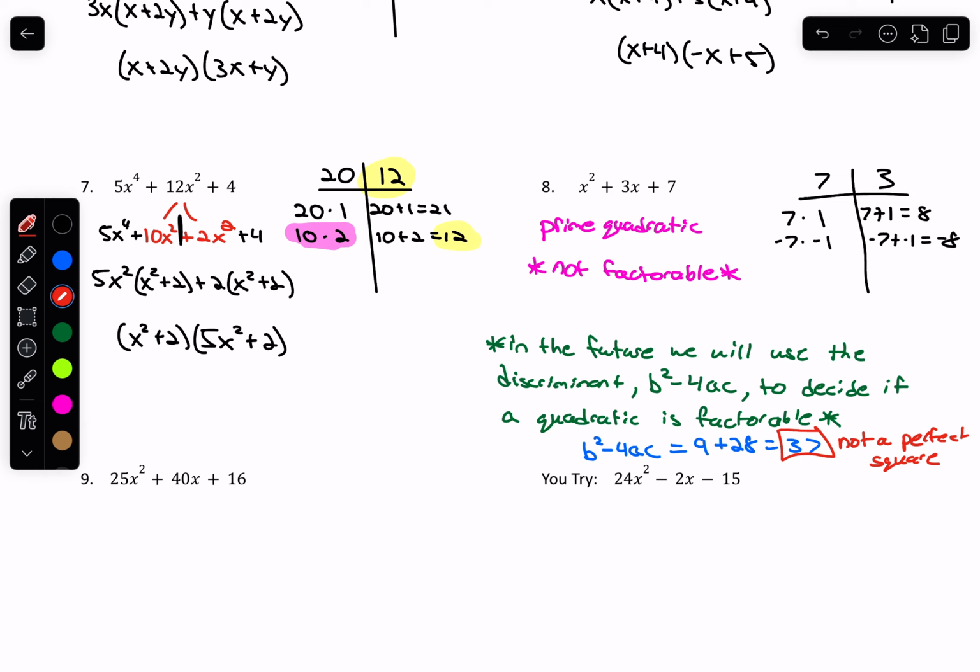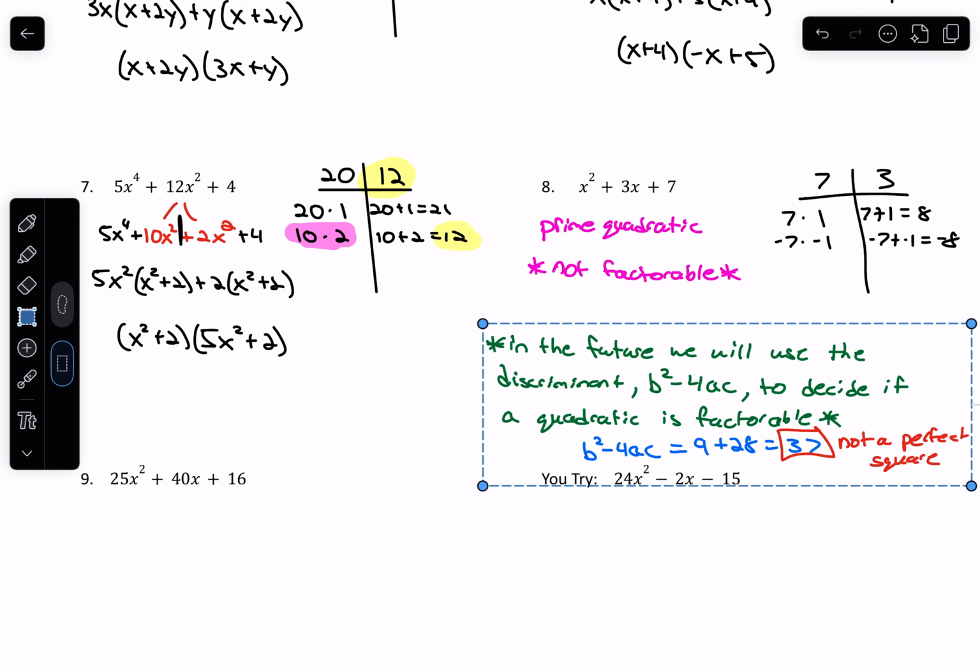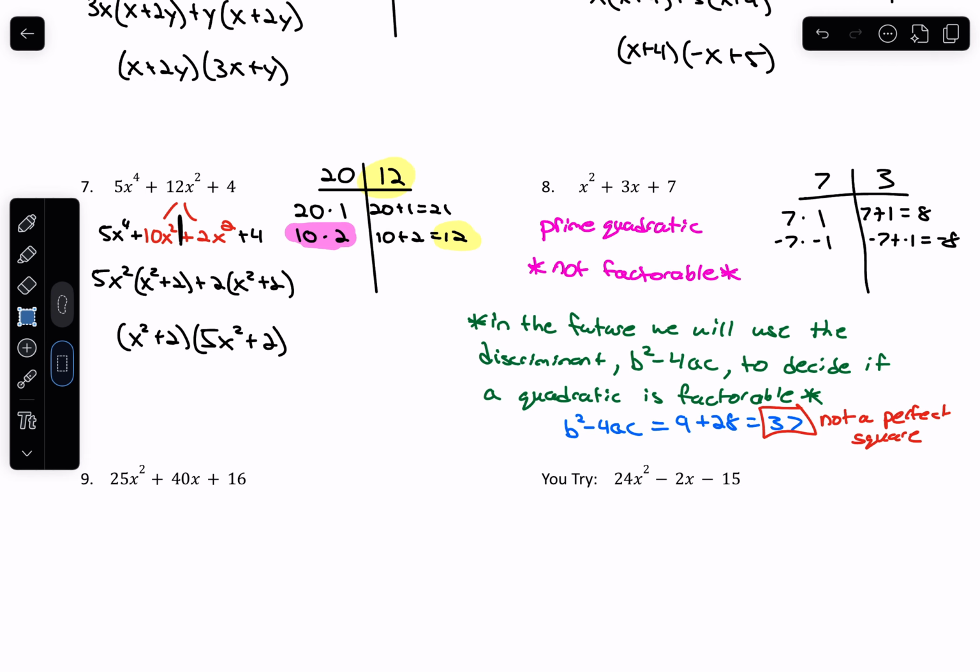But sometimes you want a better, or at least a more formulaic way to determine these things. So specifically, the discriminant in the future will be how we decide if something is or is not factorable. And in this case, again, 37 is not a perfect square, so the discriminant tells us that this is not factorable. All right, now let's do a hard one.